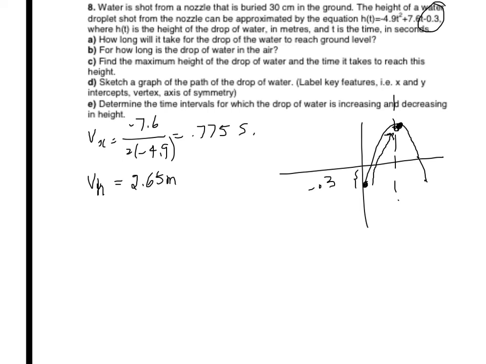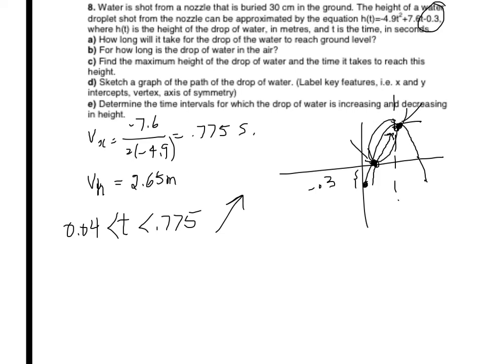But the one that I care about is the one which is above the ground, so I'm going to find this point. This point, as we found, is 0.04, so I'm going to say the function is increasing when the time is between 0.04, which is this point, to the vertex, which we found to be 0.775. So in this interval from 0.04 to 0.775, the function is increasing, this part.